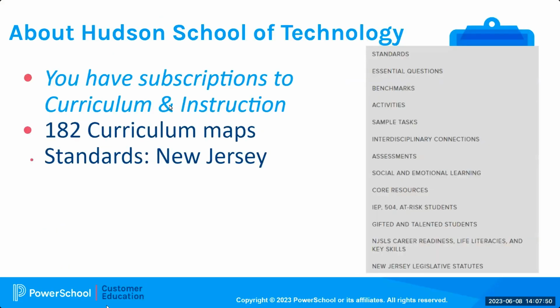But I'm going to be showing you how to use the program and not necessarily what to add to the program. So a little bit about your organization. You have both curriculum and instruction. I saw about 182 curriculum maps. You're going to be using New Jersey state standards. And if you have other standards you're going to be using, I can show you how to find those as well.